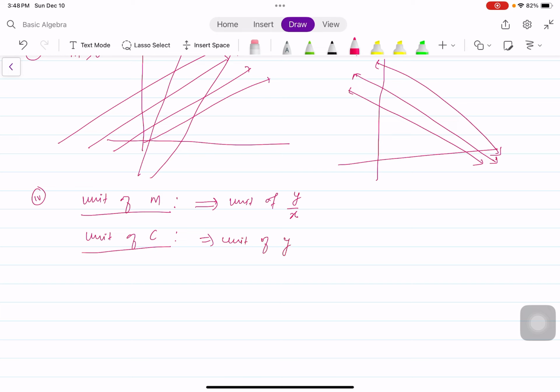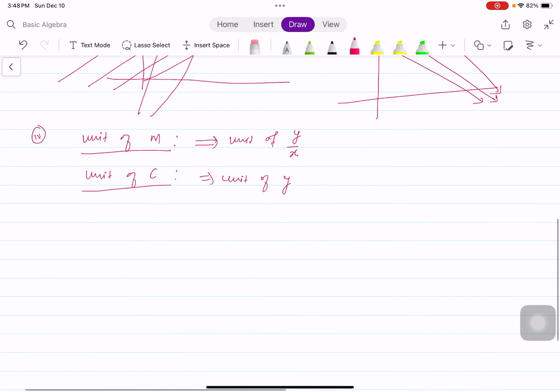Remember, c is the y value of the function when the input is 0, and m is the ratio of the output over input, right? So this is how units are measured.